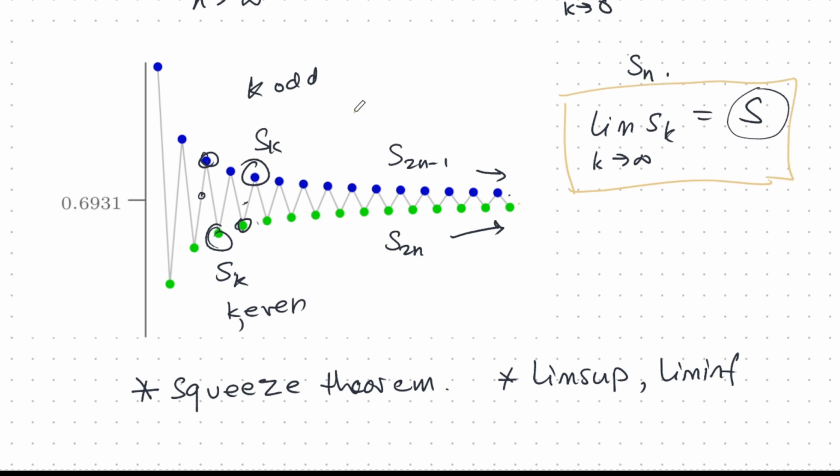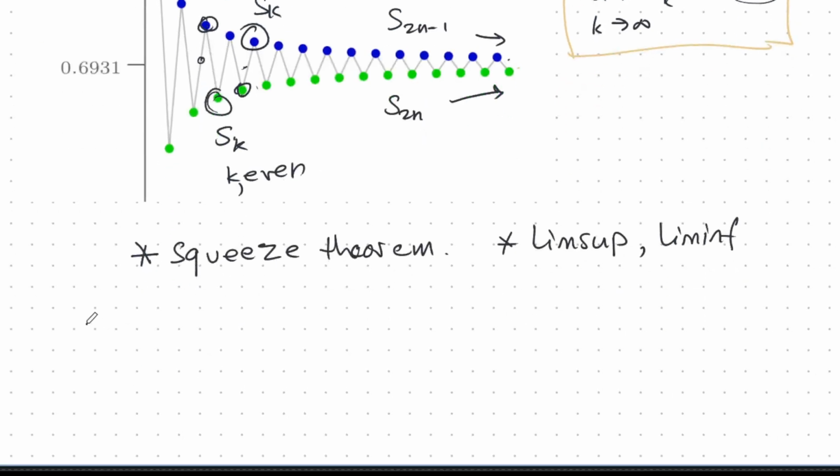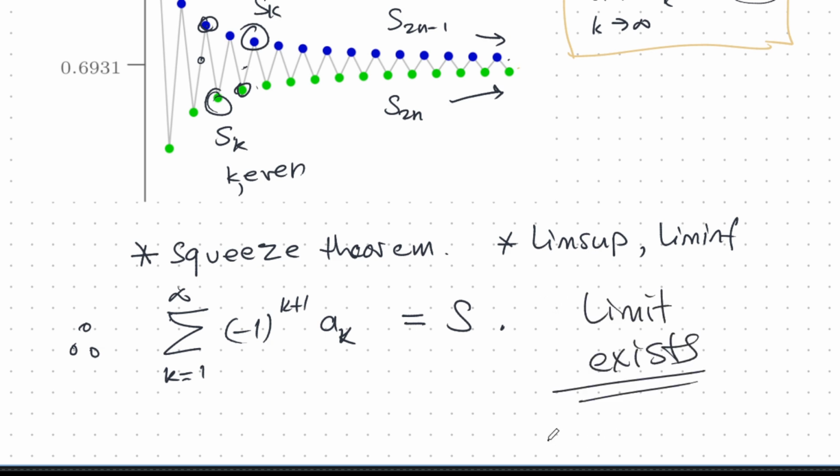Okay, there you go. And so therefore, we've done it. This alternating series, the sum of (−1)^(k+1) a_k, equals S. It does have a limit. It always has a limit. If our terms satisfy those modest and reasonable conditions, then the limit exists. And there you go. I think that's a very, very beautiful proof from analysis. Everyone should know this.